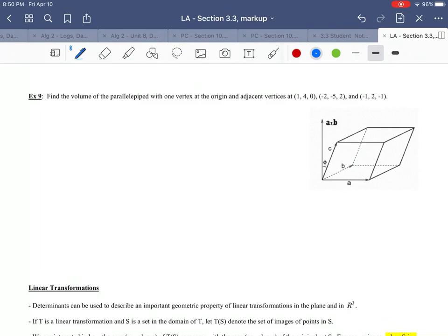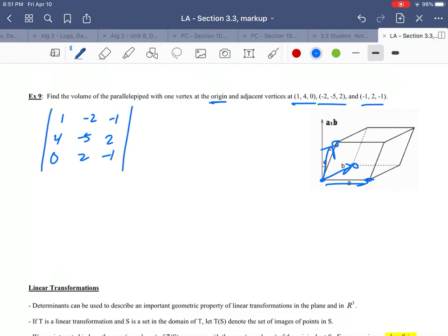So, this picture is not for these points right here, but basically, it says the volume of a parallelepiped with one vertex at the origin. So this is at the origin, and then these points right here are your points, and you have those vectors going off from that point. So what you do is you take your 3 vectors and put them in a matrix: 1, 4, 0, and negative 2, negative 5, 2, and then negative 1, 2, negative 1. And you do the determinant of that.